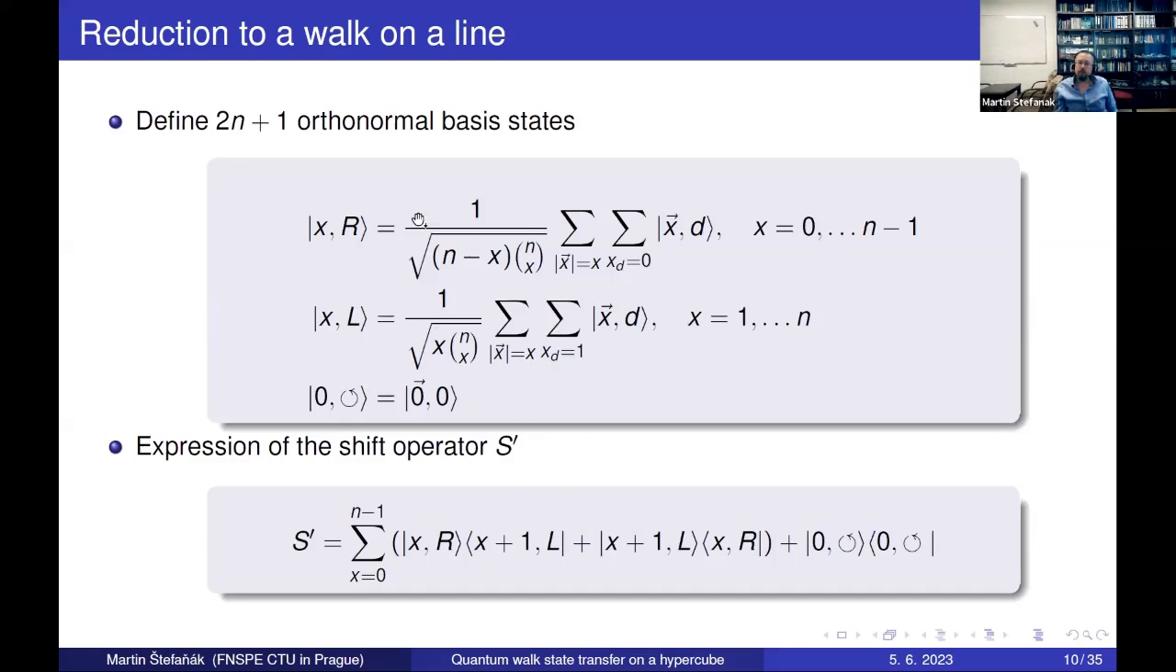So the shift operator, if you write it down, how it acts on these basis states, is just what I said. If I'm at x in the state x, r, I move to x plus one with the state l, and the other way around. But we also have the loop at the marked vertex, and the shift operator does not change this state, so it just stays the same. So this is how the shift acts on these vectors, how it works on the line.